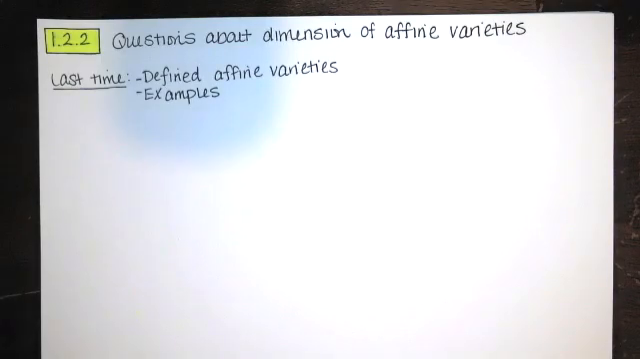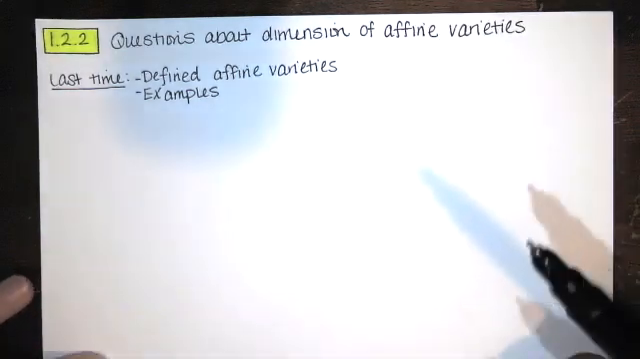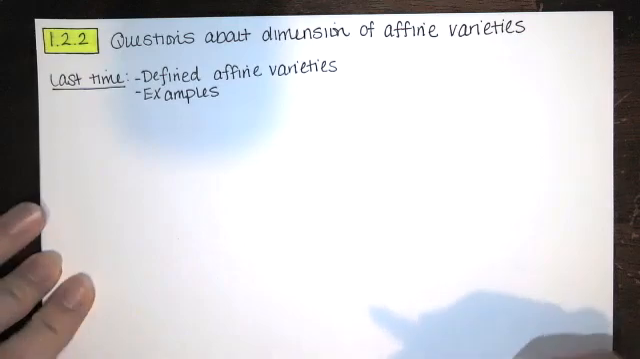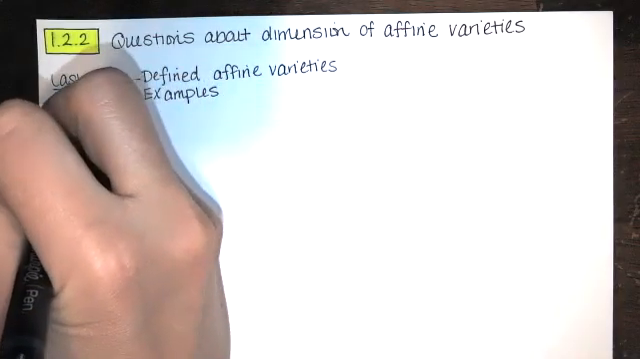In this video, we introduce a question or a couple of questions about the dimension of affine varieties. And we really appeal to our intuition and what we know about solution sets of polynomial equations from prerequisite courses. So remember, last time we defined the term affine variety, and then we looked at some examples. So remember how that worked.